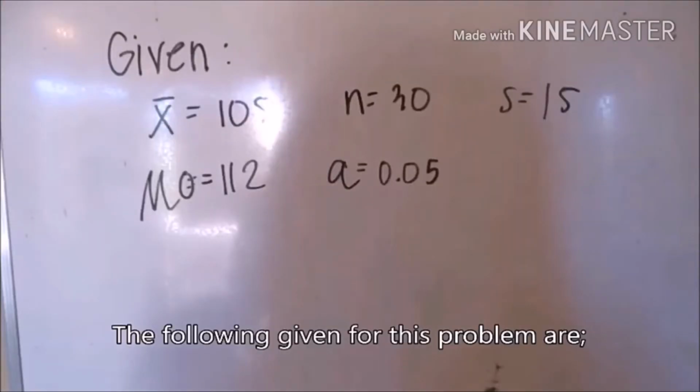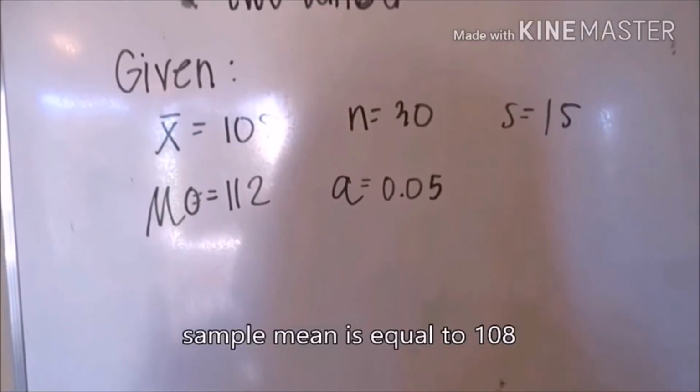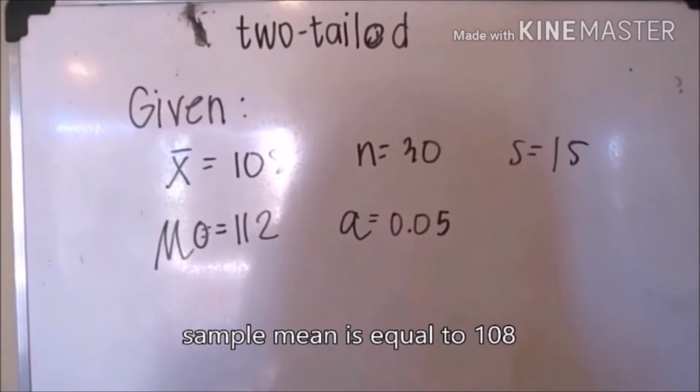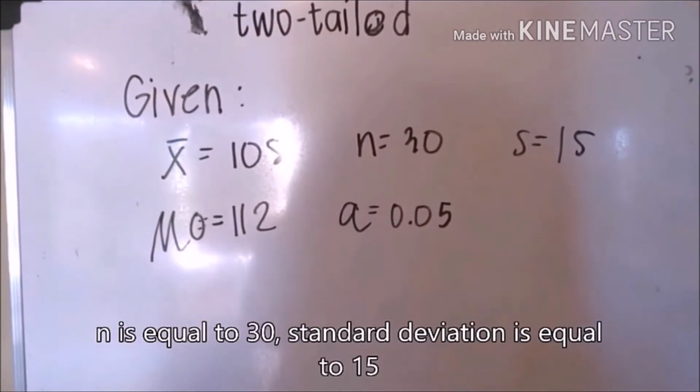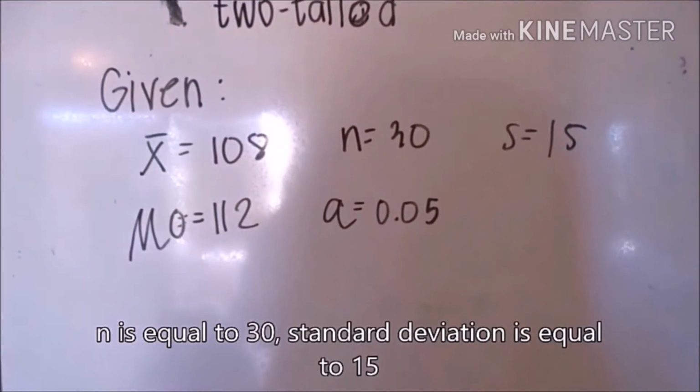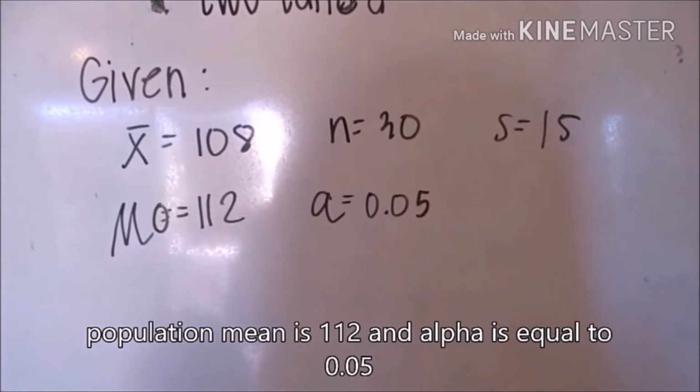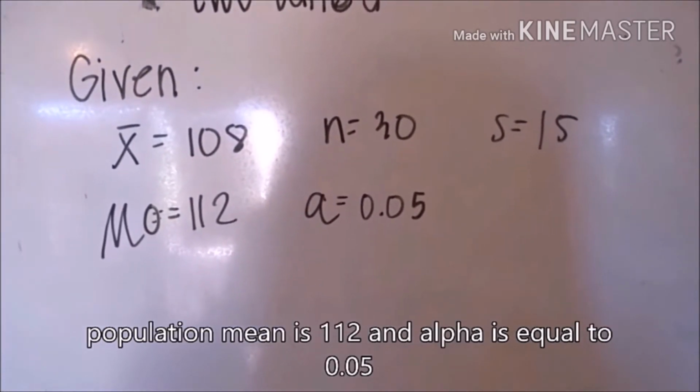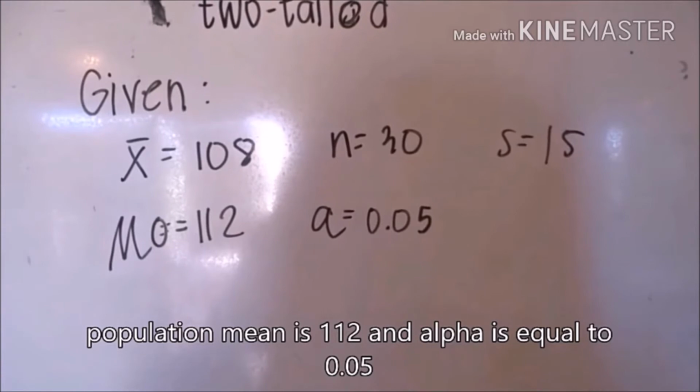The following are given for this problem: sample mean is equal to 108, n is equal to 30, standard deviation is equal to 15, population mean is equal to 112, and alpha is equal to 0.05.